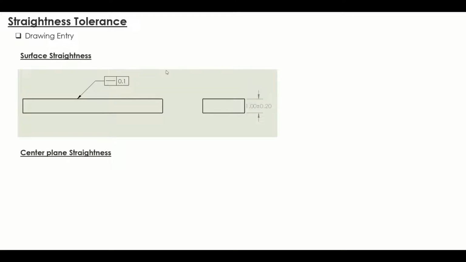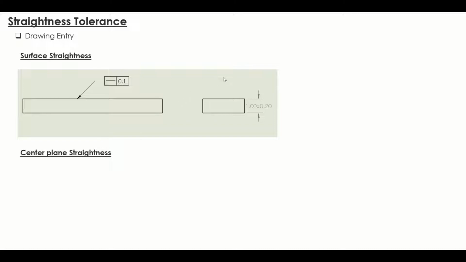Moving on to another example, a rectangular bar. There are also 2 types of straightness, surface straightness and center plane straightness. For the surface straightness, you can see that the pointer is pointed at the upper surface. But this is a 2-dimensional tolerance, same as the previous example. So this is not applied to the whole surface, but only to the extracted line.